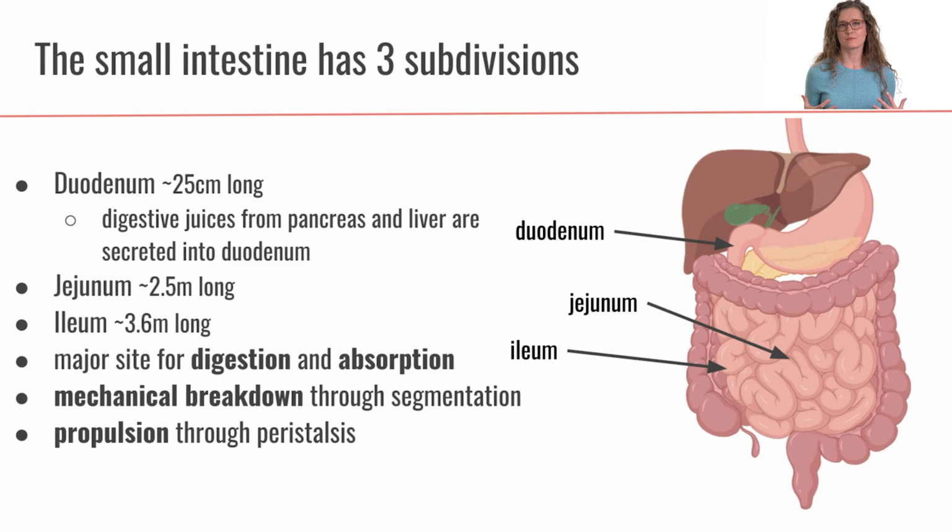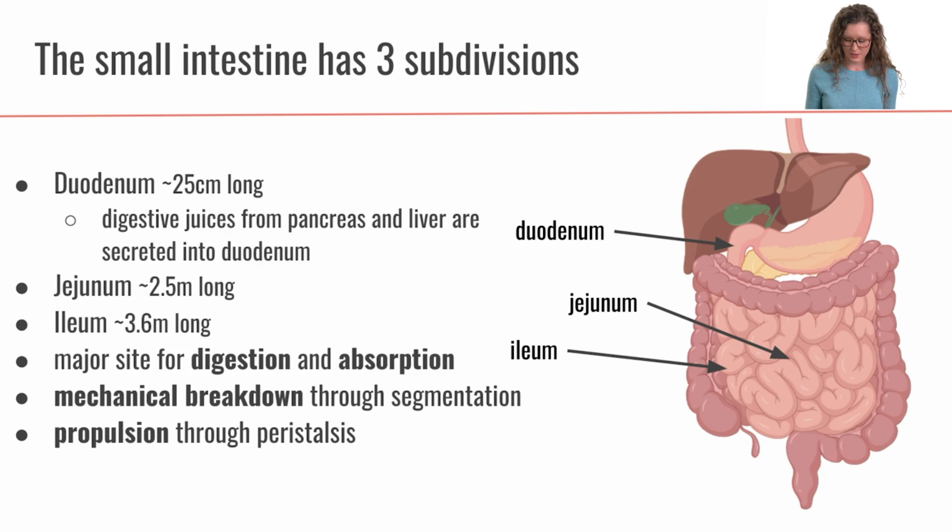We have entered the small intestine. Let's get an overview of the small intestine first. It is divided into 3 subdivisions. The first section of the small intestine is the duodenum. Some people also pronounce it duodenum, so tomato, tomato. The duodenum is the shortest part of the intestine.